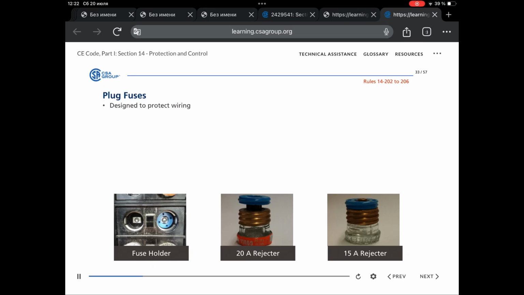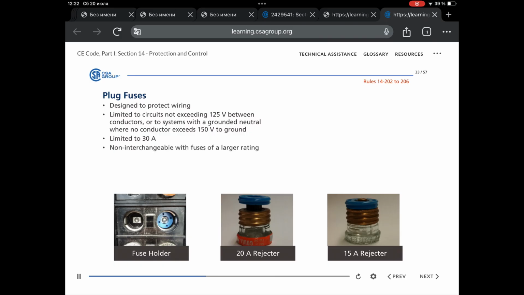Because of their 125-volt rating, these fuses are limited to circuits where the voltage does not exceed 125 volts between conductors, or to circuits that are fed from a system with a grounded neutral where the voltage does not exceed 150 volts to ground. They are also limited to a 30 amp maximum. Plug fuses must be non-interchangeable, which prevents them from being replaced by one with a higher rating, either by accident or deliberately because of repeated blown fuses.